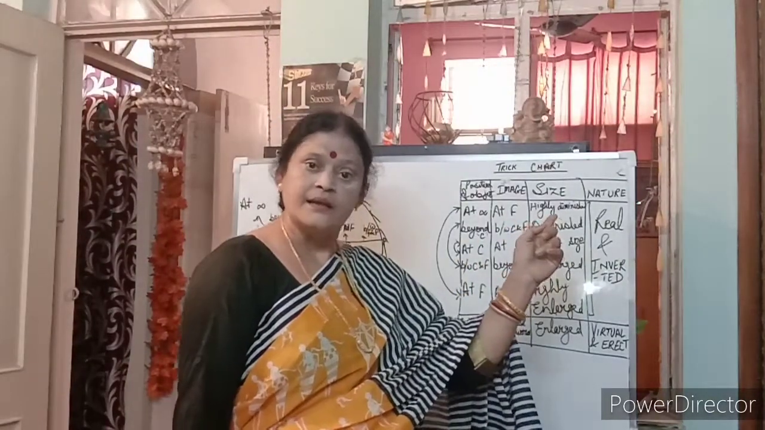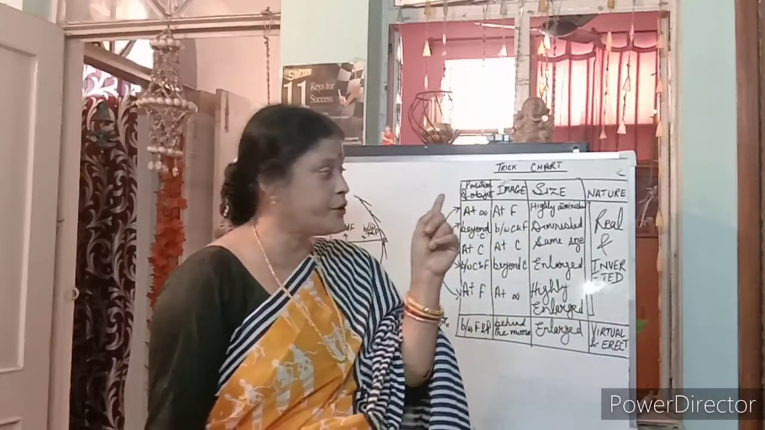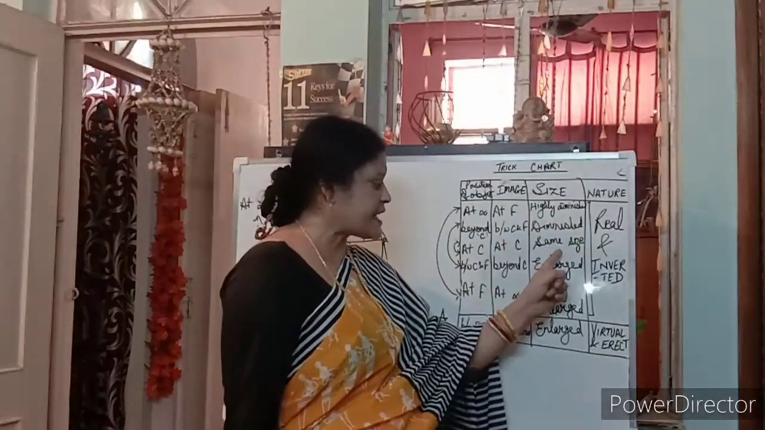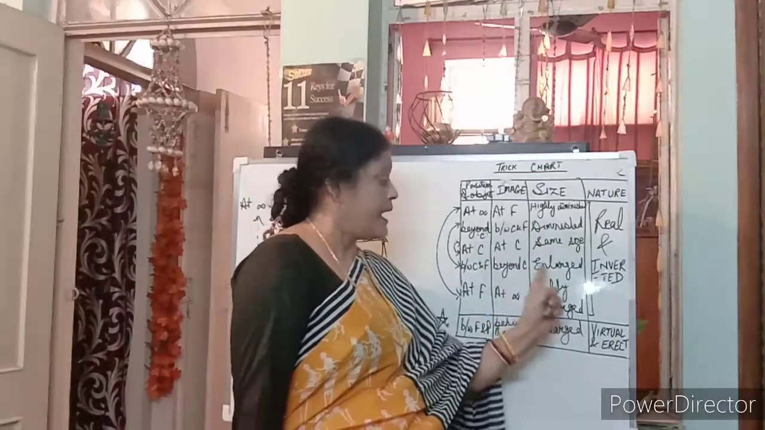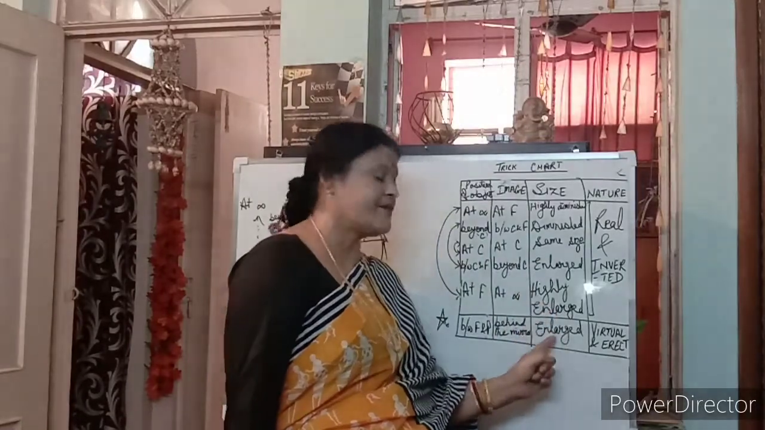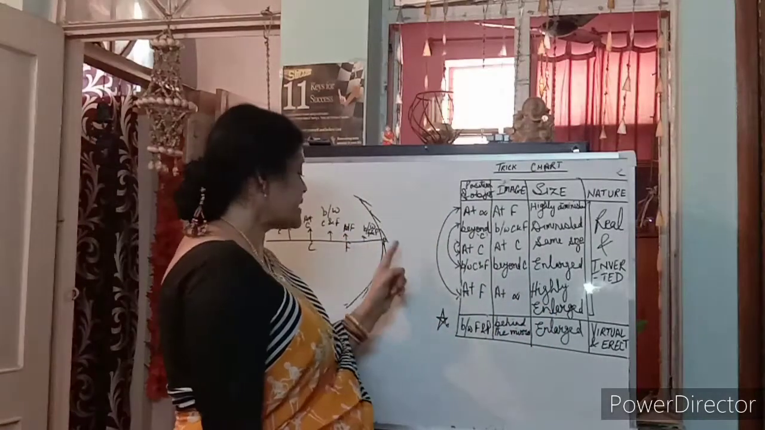At focus, highly diminished, point size image. I have explained that in that video. Next is diminished, then same size. So: highly diminished, diminished, same size, enlarged, highly enlarged, and then enlarged. Now, what is this third one? That is between focus and pole.